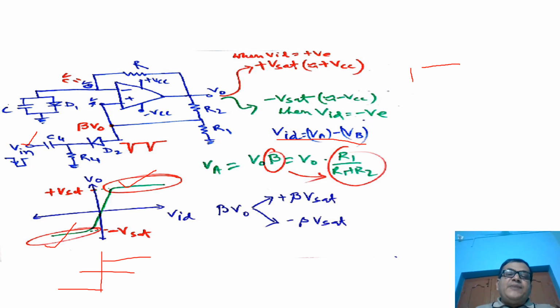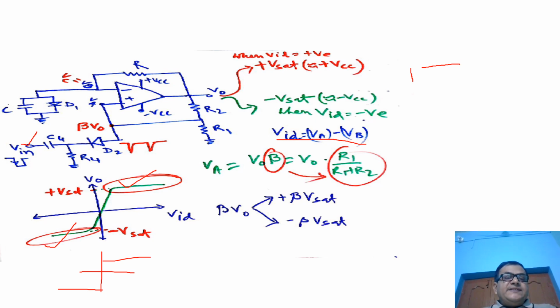Now this plus V set is nearly equal to plus VCC. We know in case of an op-amp we need two biasing voltages, plus VCC and minus VCC. So plus V set is almost equal to plus VCC, and minus V set is almost equal to minus VCC, which typically ranges from 12 volts to 15 volts in our laboratories.